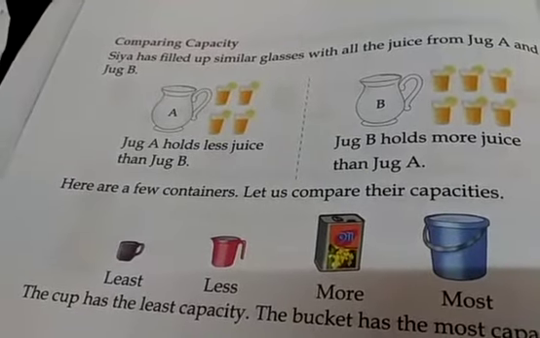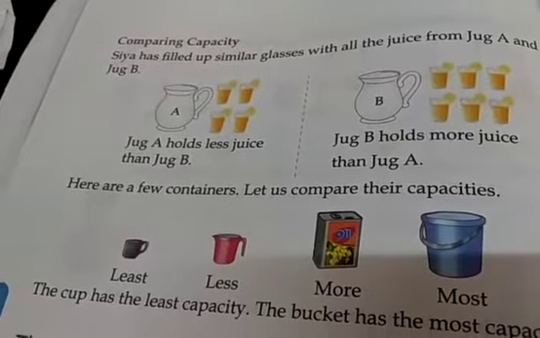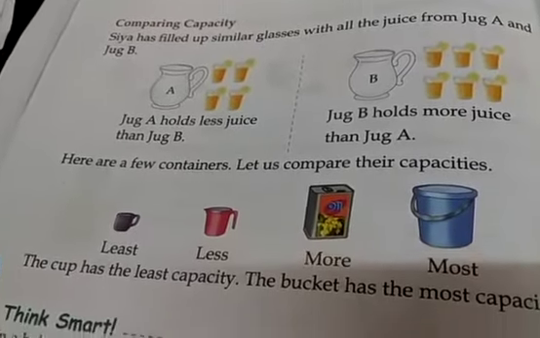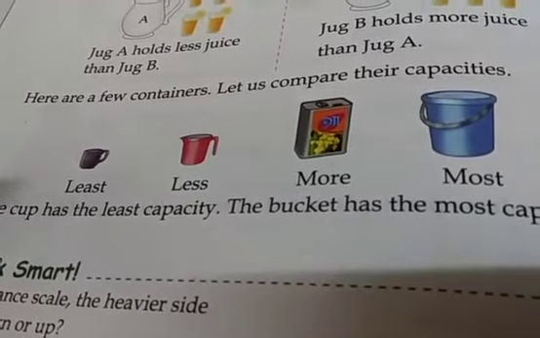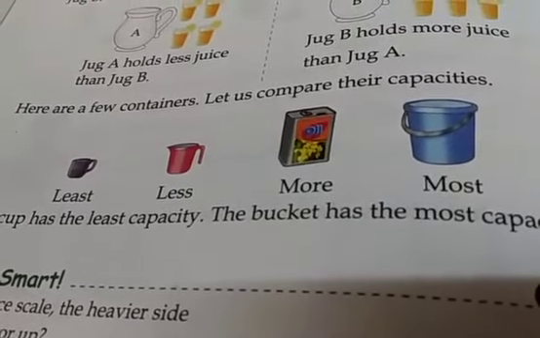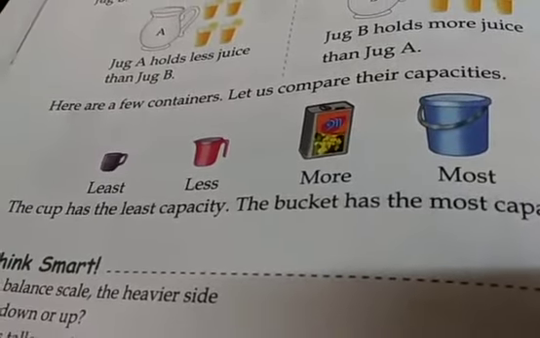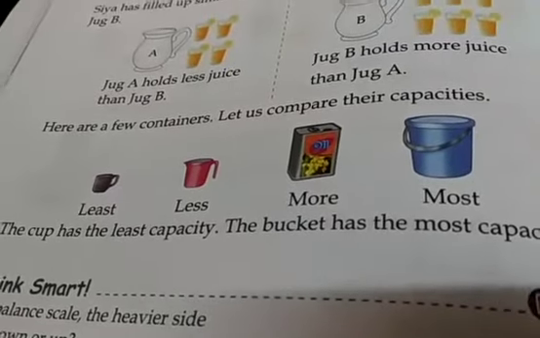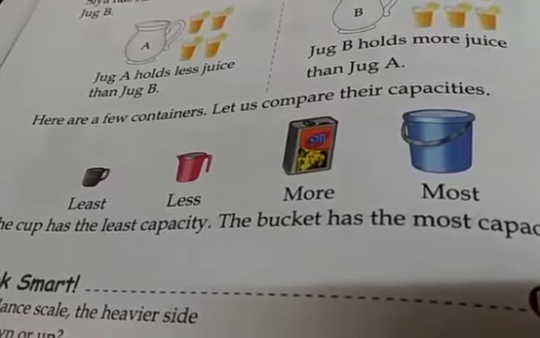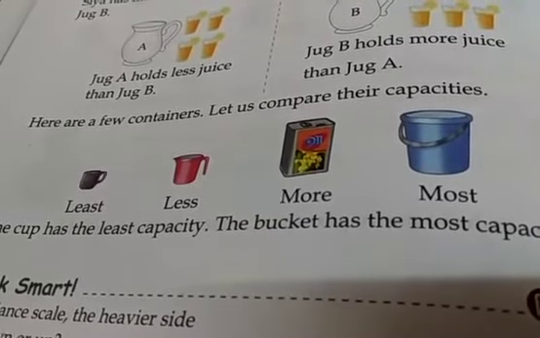Comparing capacity. Here are a few containers to compare the capacity. Least, less, more, most. The cup has the least capacity, the bucket has the most capacity. Least in the sense very less. Most in the sense more.